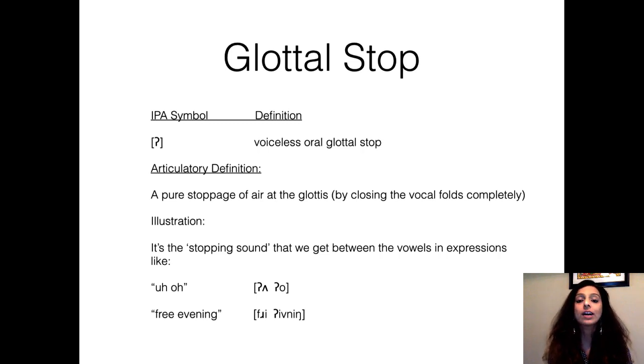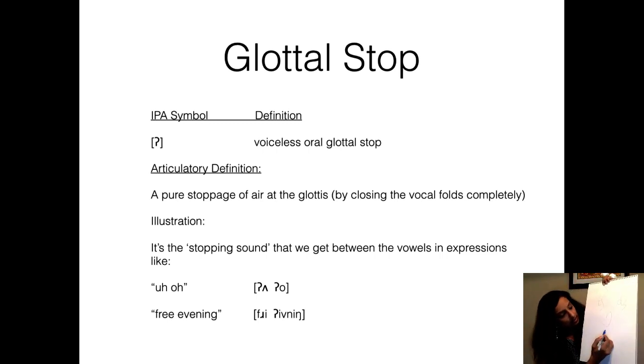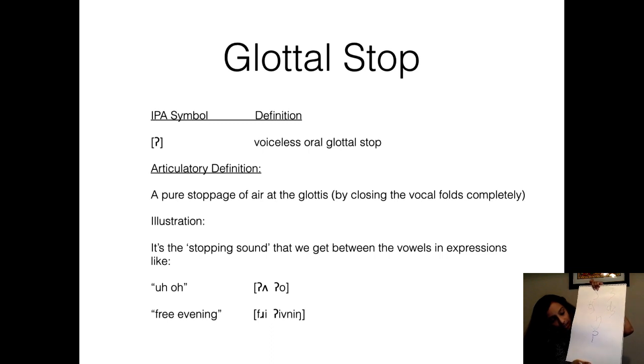You also have a glottal stop, which is written like a question mark. I changed the marker, as you can see, because I thought that the light was reflective in the last video and you couldn't see my pen. So we're using a marker here. So this is a voiceless oral glottal stop, right?